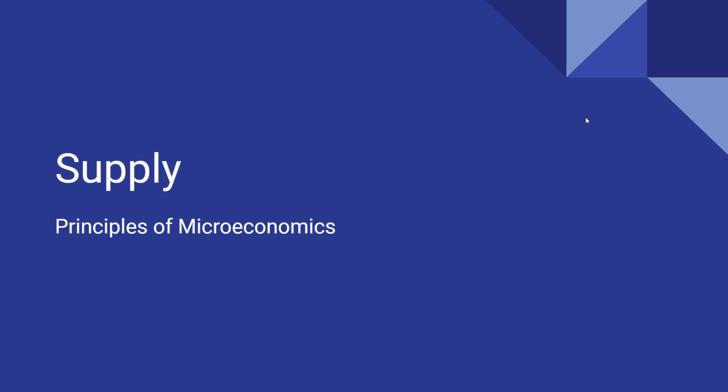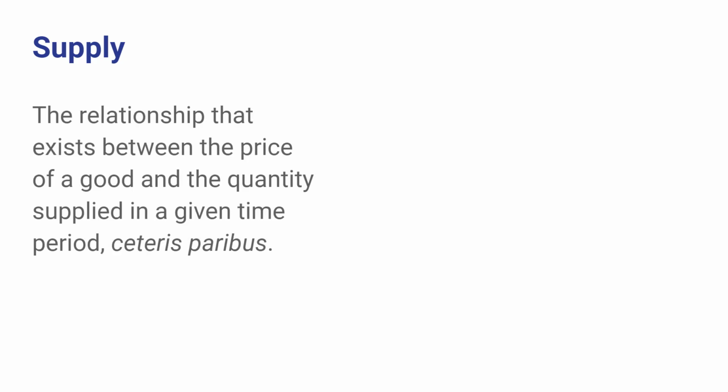In this video, we're going to talk about the basics of supply. Supply is defined to be a relationship that exists between the price of a good and the quantity supplied in a given time period, ceteris paribus. Notice this definition sounds very similar to the definition of demand, except now we're looking at the decisions of suppliers instead of consumers.